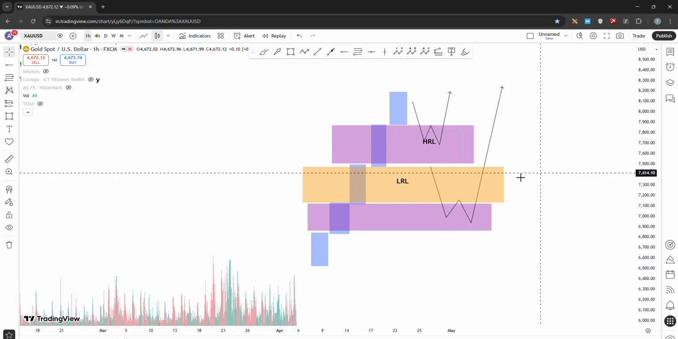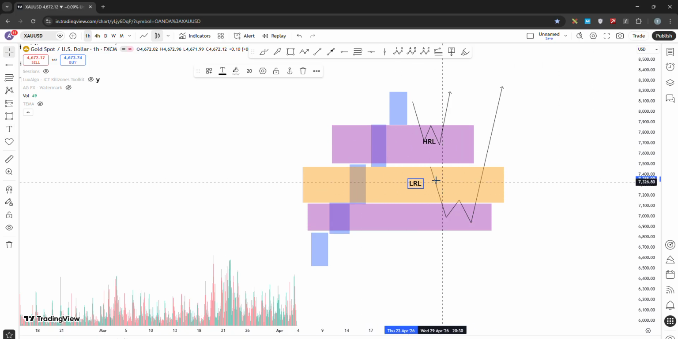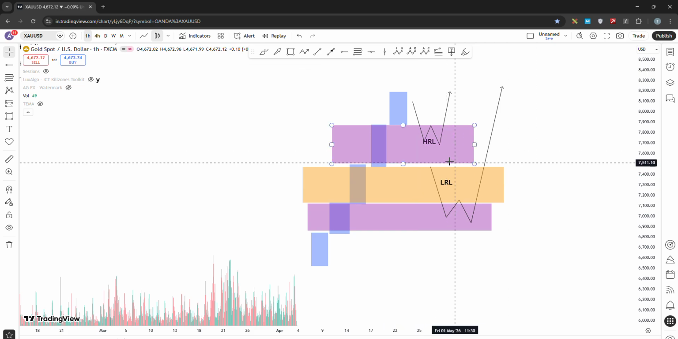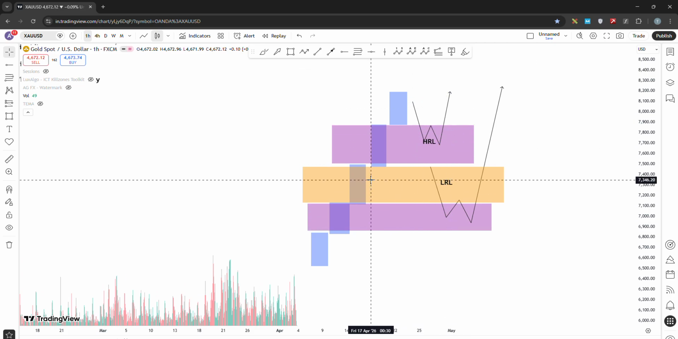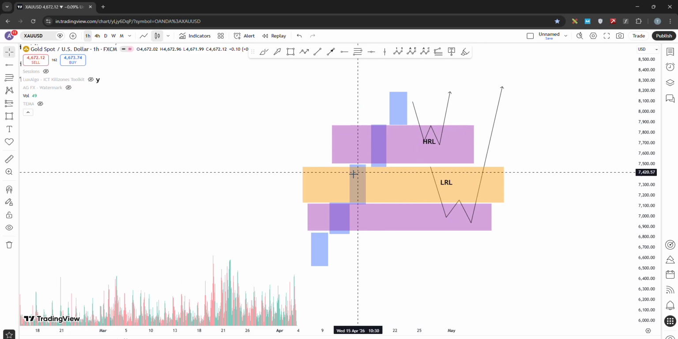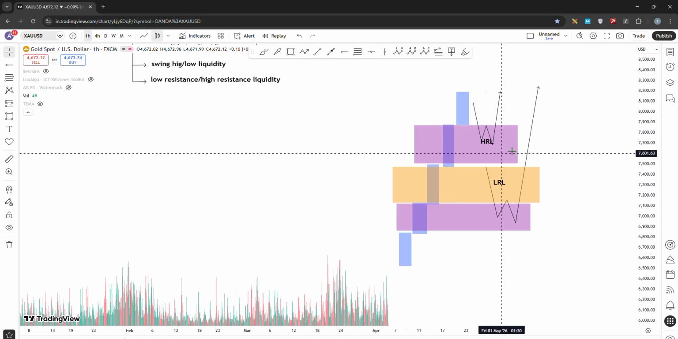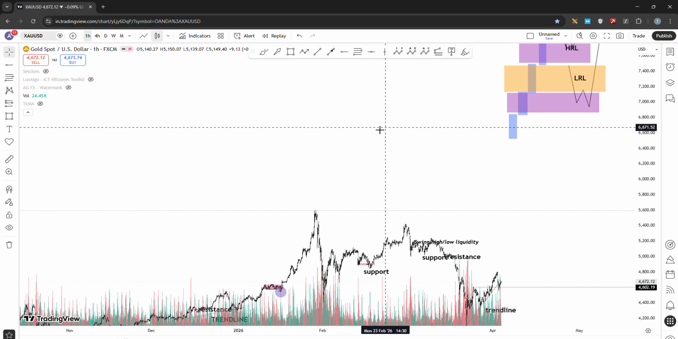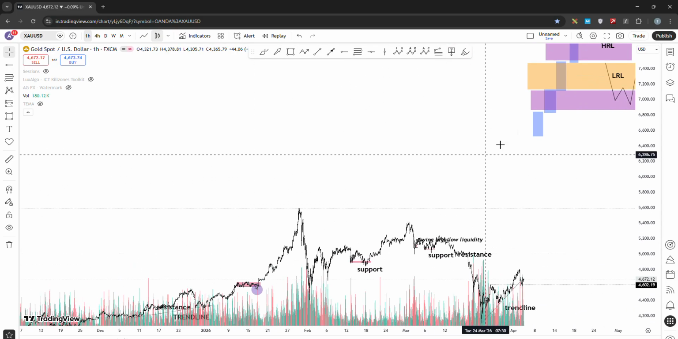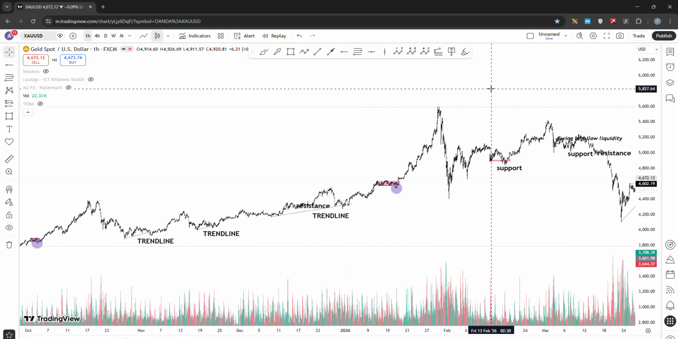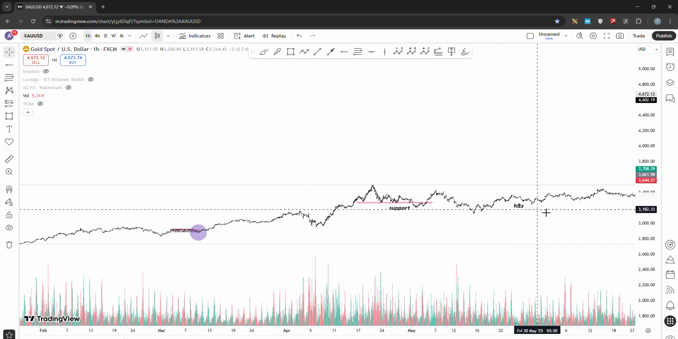That means that if the market comes down and taps into this zone, there's a chance that the market will drop directly through this zone and not show any reaction from it. Okay, let me show you some examples over here. So this is the example of high resistance liquidity, by the way. Then we'll talk about the low resistance liquidity.